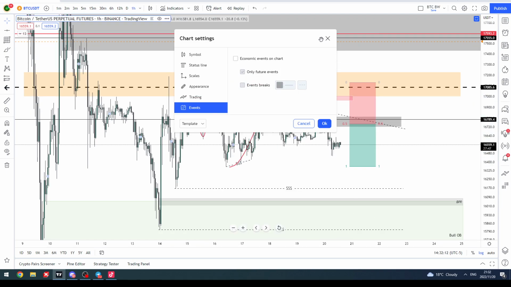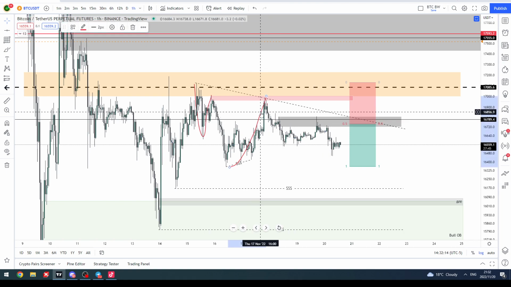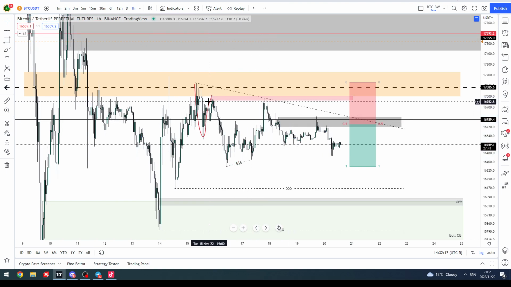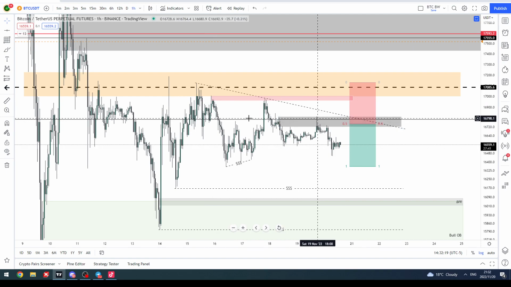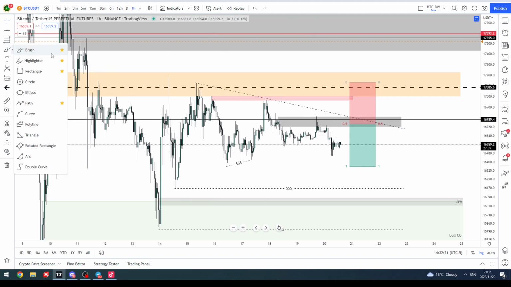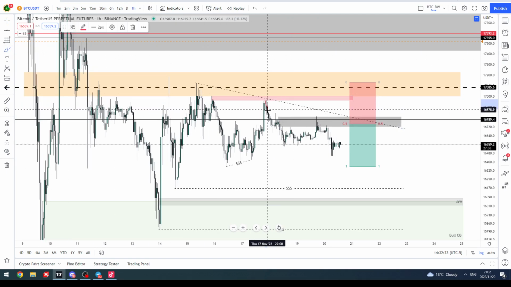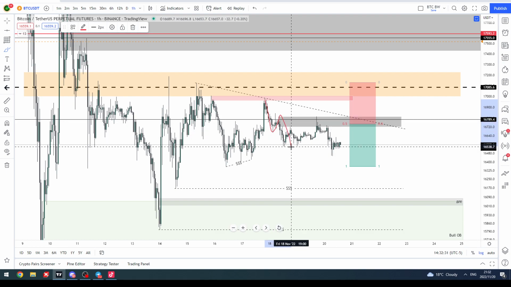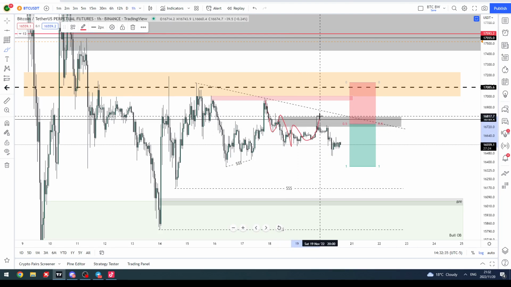So this was the first entry, and I should have seen it yesterday when we pushed up into this level here, because what this is creating on a smaller time frame is another model where you have that and that. So accumulation, failure swing, run on liquidity, retracement into there, and then the push down.